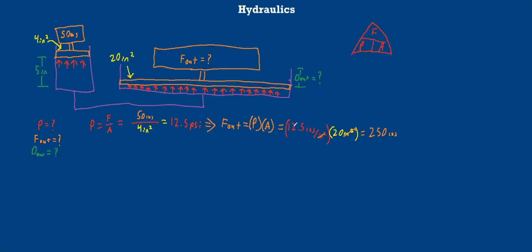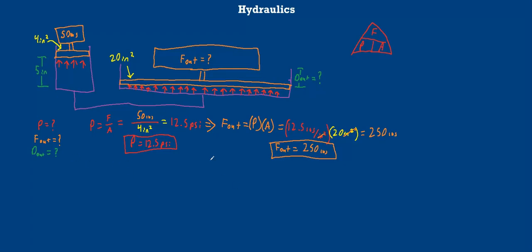And let's actually write this out for ourselves so that we have it. We can write below this, force output equals 250 pounds. And we can go ahead and box that for ourselves. And then off to the left, we can write pressure equals 12.5 psi. And we can go ahead and box that for ourselves. But what about our distance output?